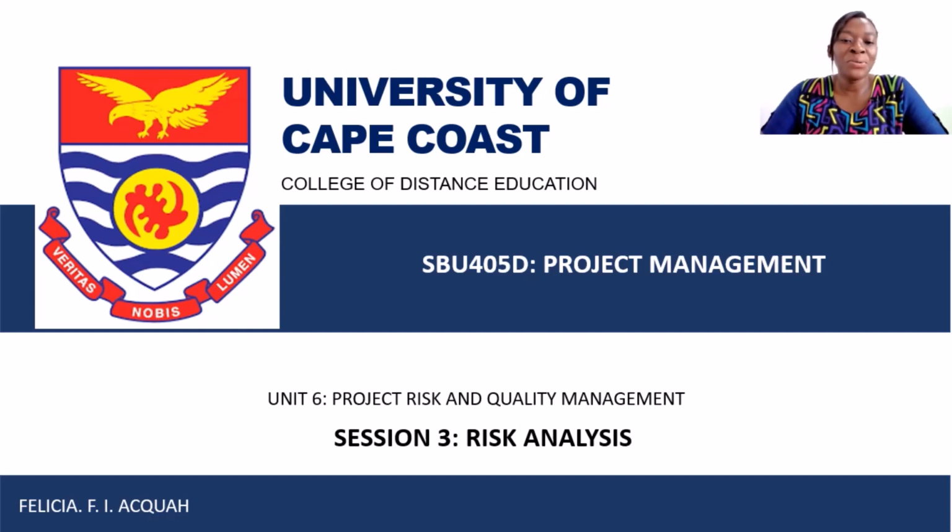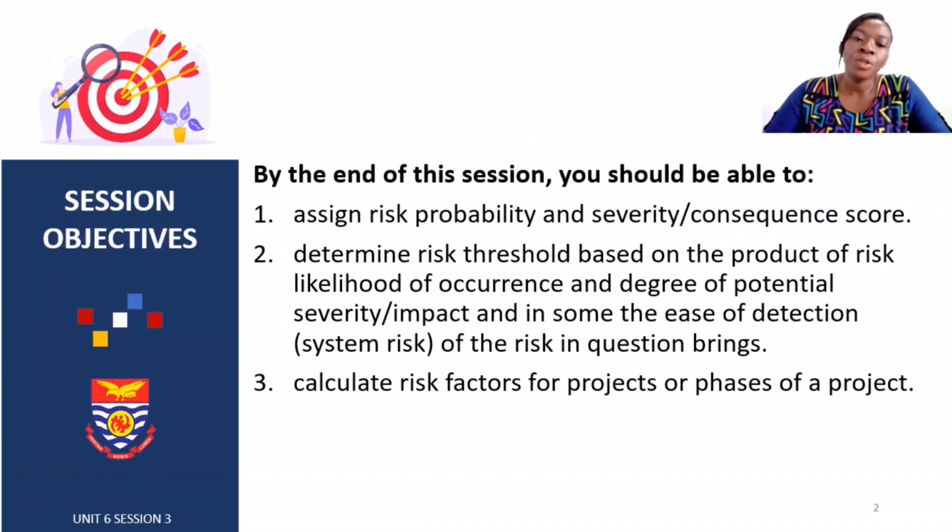We'll be going through session 3, risk analysis, which is in unit 6, project risk and quality management. By the end of this session, you should be able to assign probability and severity, or the consequences score, to the various project risks you encounter on your project. You should be able to determine the risk threshold, which is based on the product of the risk's likelihood of occurrence and the degree of potential severity or impact if it happens. And you should be able to calculate risk factors for your project or the phases of your project.